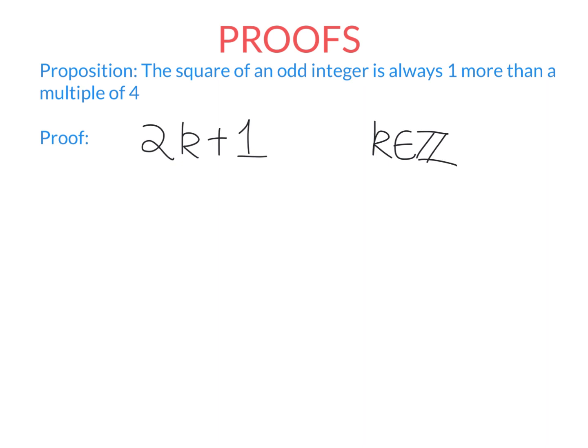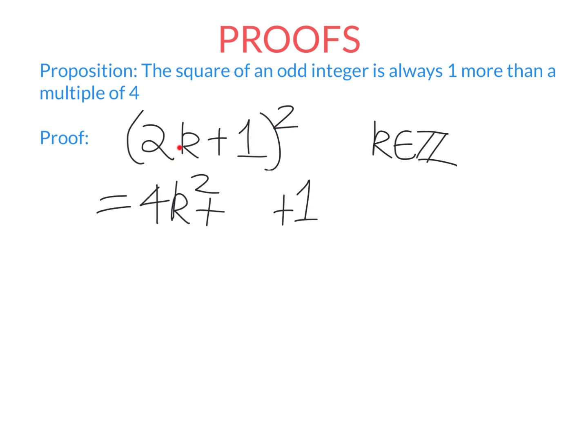We want to prove that its square is always one more than a multiple of 4. So what we're going to do is square this. Using our rule for binomial squares, we square the first term, 2k times 2k, we square the last term, and in the middle goes 2 times first term times second term. 2 times 2k is 4k, times 1 is still 4k. So, of course, we know that 4k squared plus 4k is a multiple of 4.